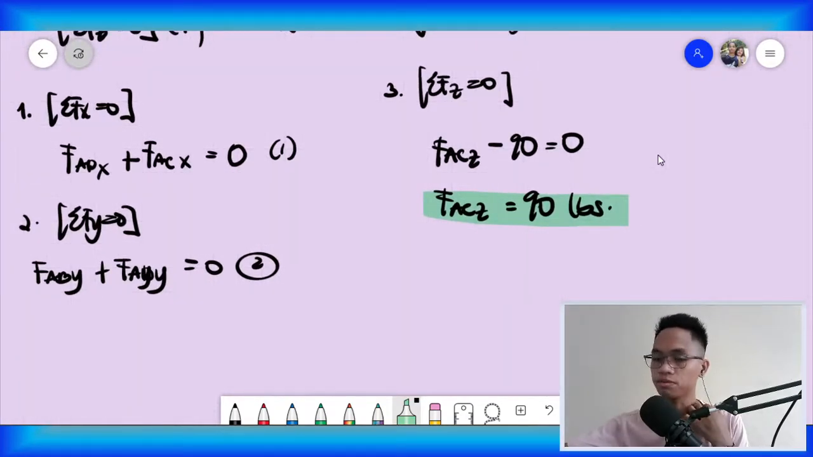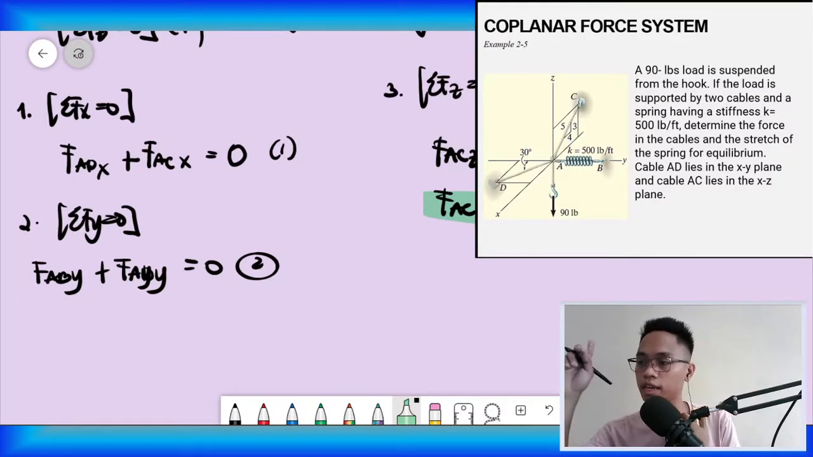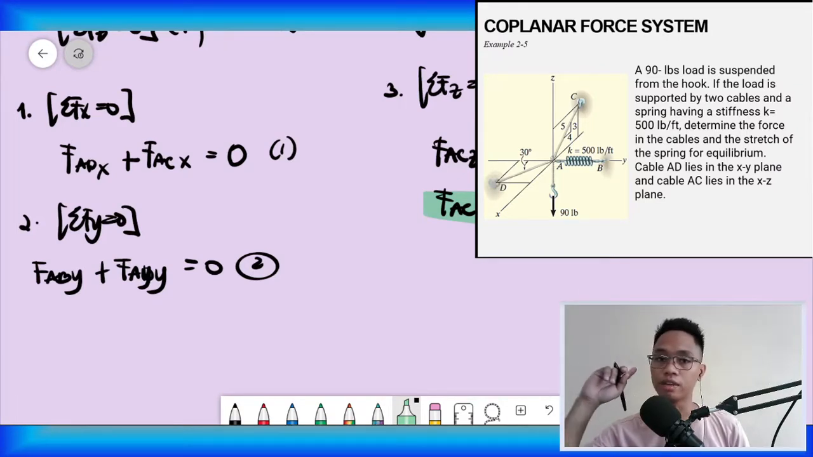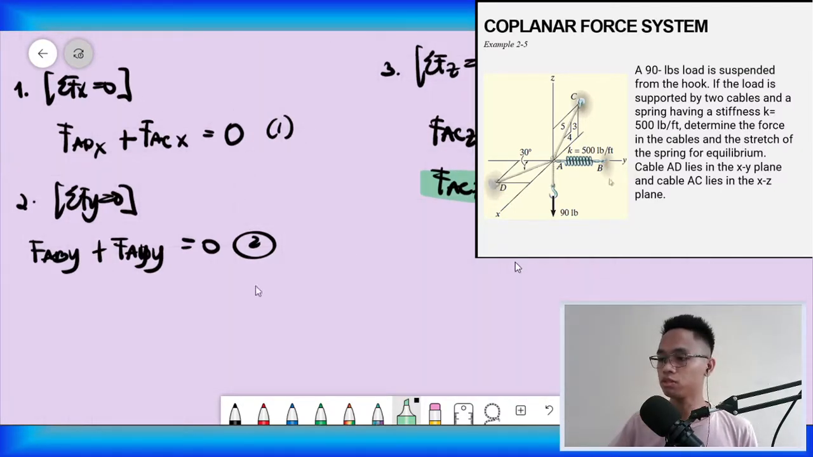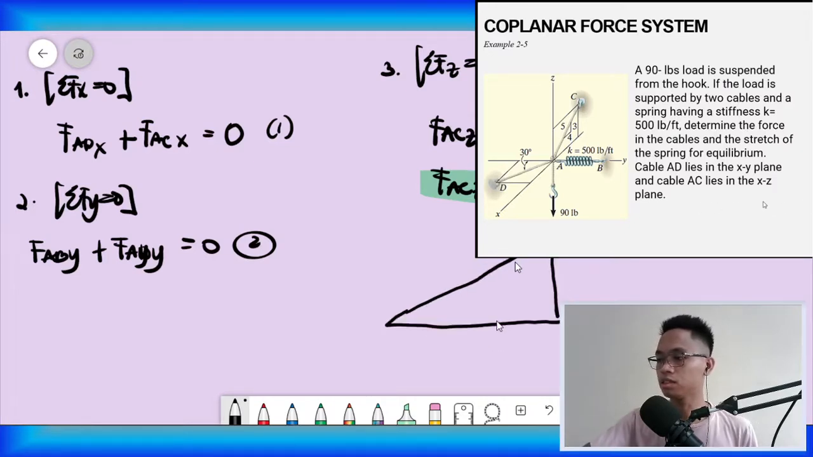Base sa figure, di ba? So nanatay AC diretso. Now, if we have your AC, the Z component of your FAC is masolve na din nato si FAC, your X component. Di ba? Your X component is masolve na din nato diretso. Because if we are going to draw this triangle, okay? Because again, that is right triangle base sa figure. This would be your negative x-axis.